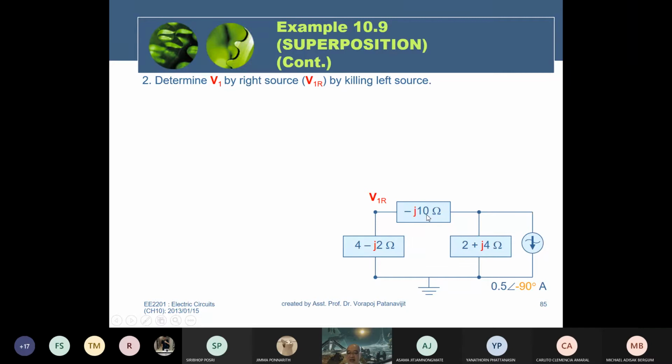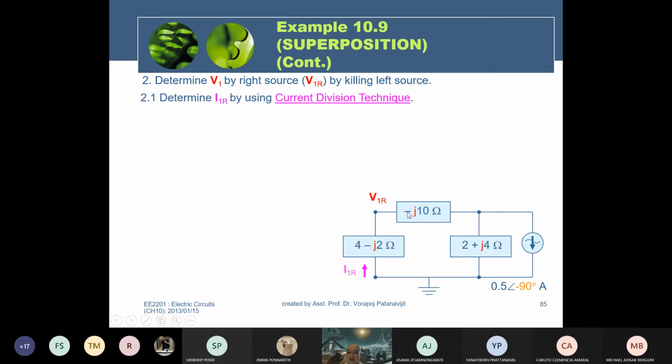Even though this impedance and this impedance are connected in series, you cannot combine them, because if you combine them, V1R is gone. If V1R is gone, you cannot find the voltage at V1R anymore. You cannot combine them. Therefore, the current flowing in here splits in two. You must find the current that flows in only the 4 minus j2 first, okay? Now you can use the current divider.